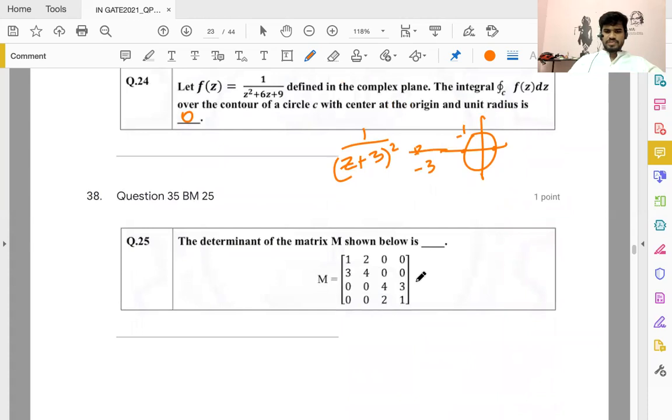Determinant of this matrix. Again, we have seen this. So determinant of this matrix into determinant of this matrix. Determinant of this matrix is 4 minus 6. Okay, this chunk, determinant of this matrix is 4 minus 6 again. So this is 4.